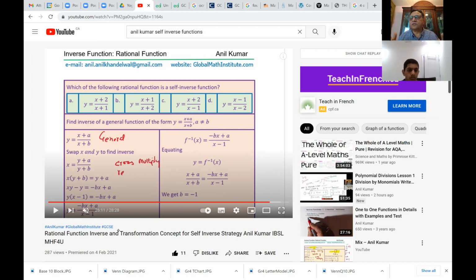Now equate the original equation with its inverse and then figure out what value works for those two to be the same. And clearly, in this case, it is b equals -1. Is that clear to you? Yeah. Perfect. So you should mark this.